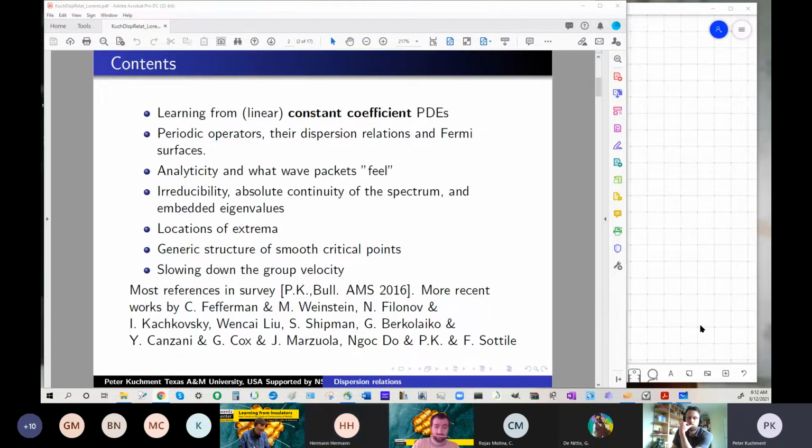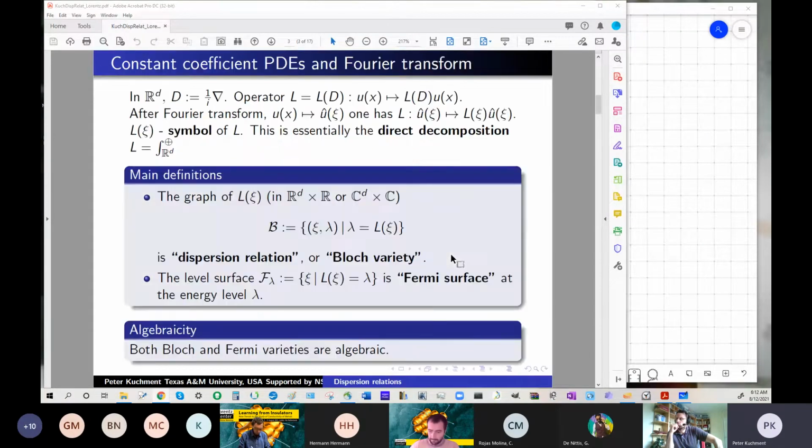There are some more recent papers that might not be covered there, and I just list some authors like Charles Fefferman, Mike Weinstein, Filonov and Kachkovskiy, brilliant recent papers in the discrete and tight binding case by Wencai Liu, Stephen Shipman, and others, and our paper also. Okay, so this is essentially the table of contents. Now let us start with, as I say, elementary school.